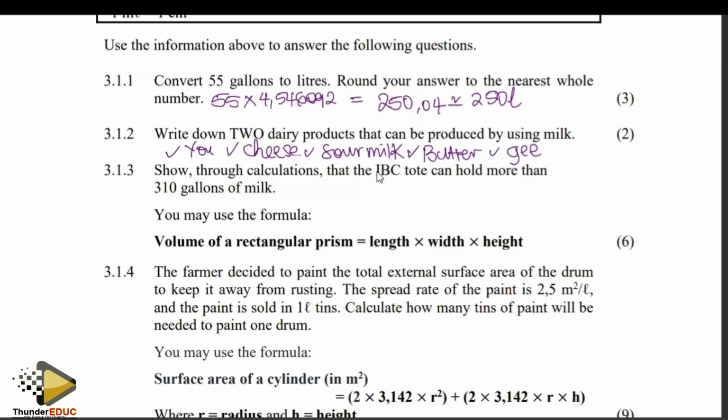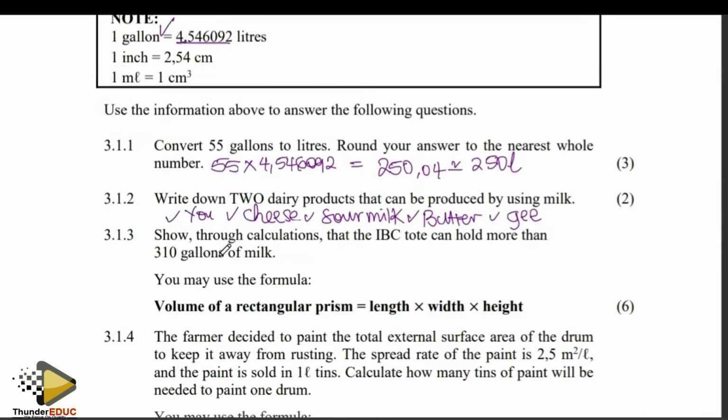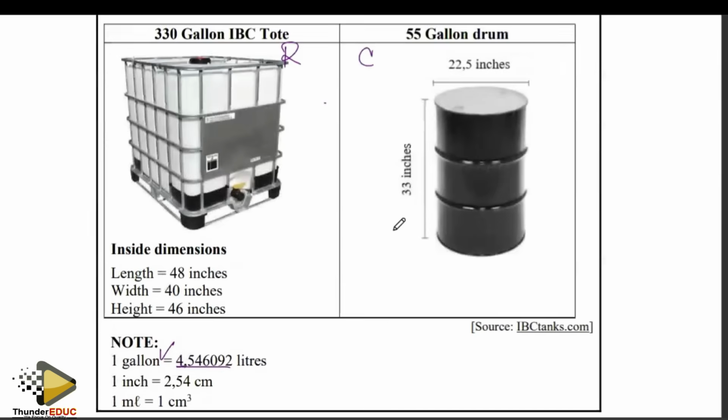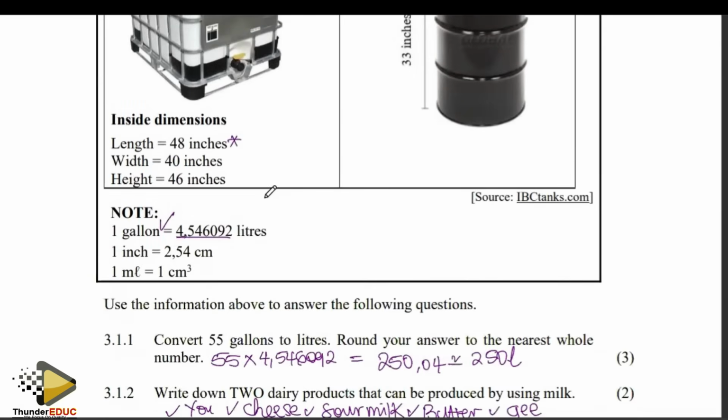Show through calculations that the IBC tote A can hold more than 310 gallons of milk. So, first and foremost, we are going to go up there. These are gallons, and the measurements we have here are in inches. For us to get gallons, we shall have to deal with liters, not inches. So what we need to do is change the units to centimeters, which will be easier for us to do. So let's come here.